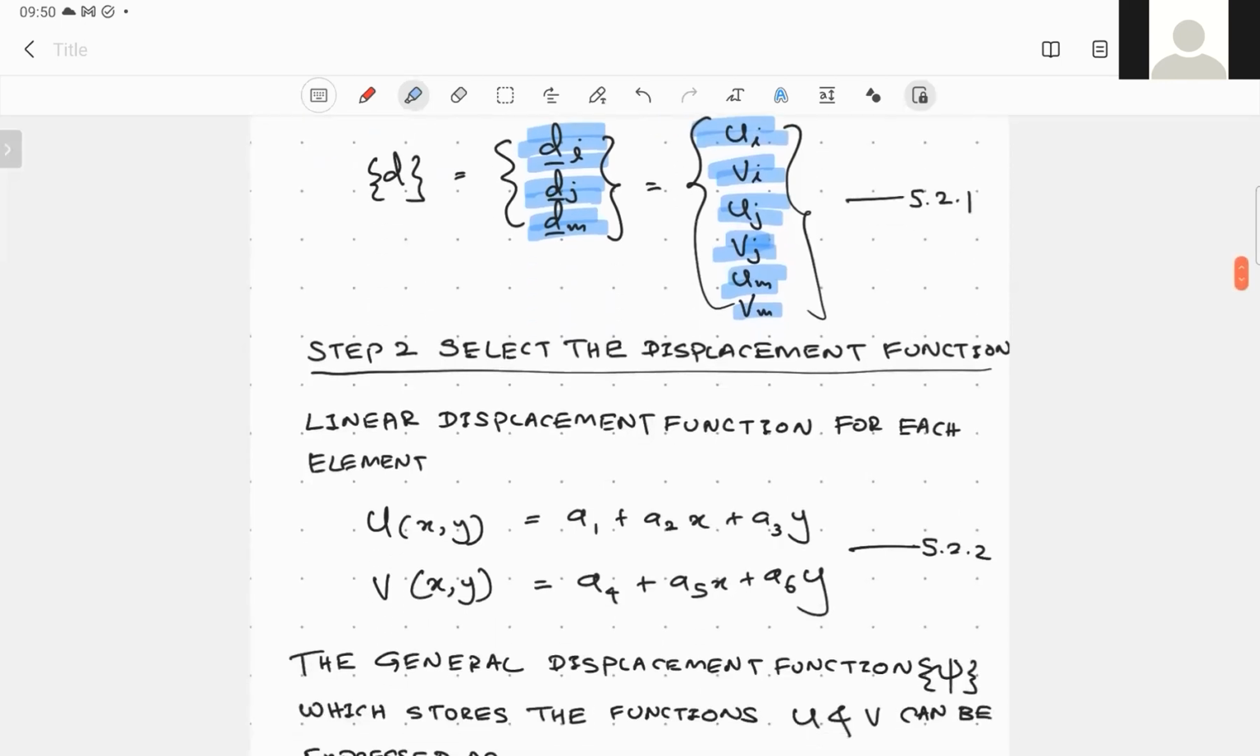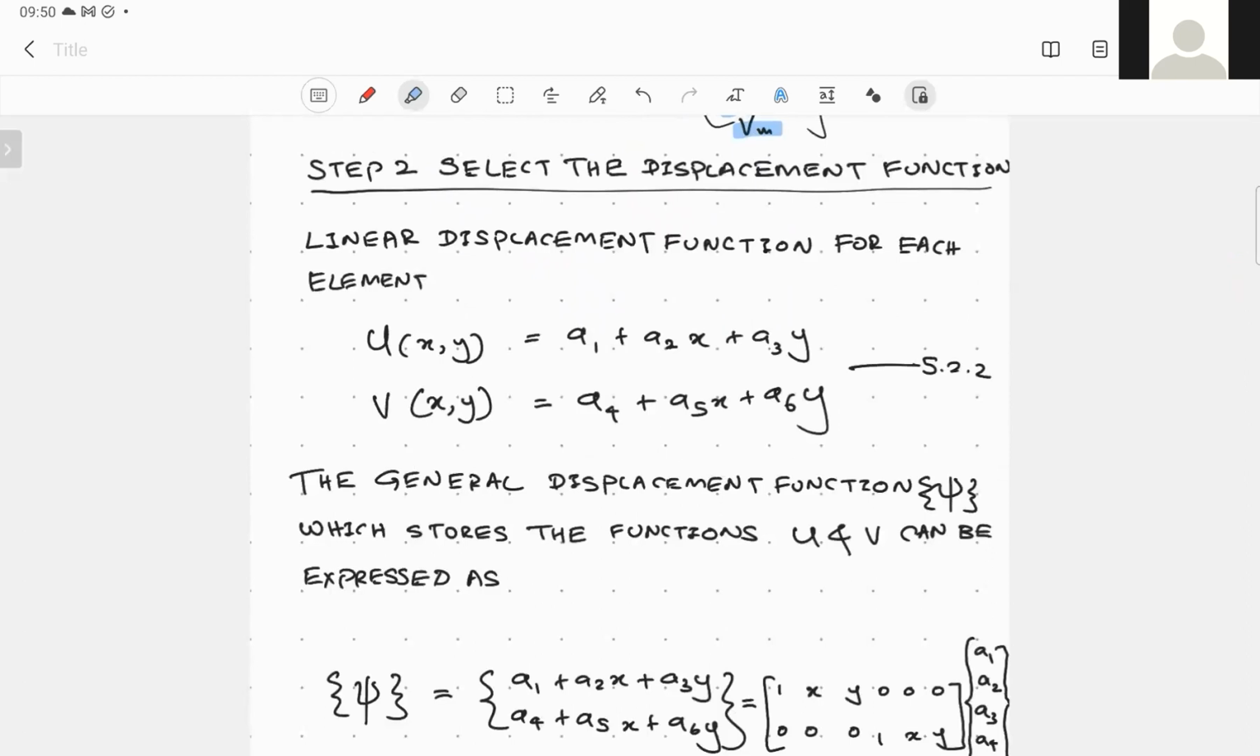Nothing new we have done. In the next step, as in the usual case, we have to make an assumption. What would be a good displacement function which can be used to describe the displacements of each node?